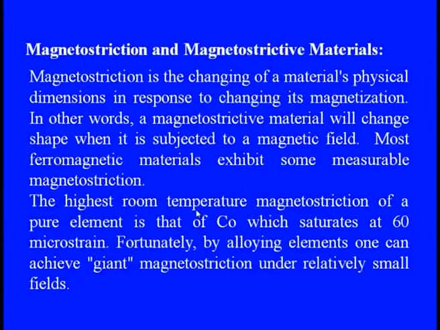Magnetostriction, as we discussed, is the changing of a material's physical dimension with respect to the magnetic fields, or magnetization. In other words, a magnetostrictive material will certainly change its shape when it is under magnetic fields.